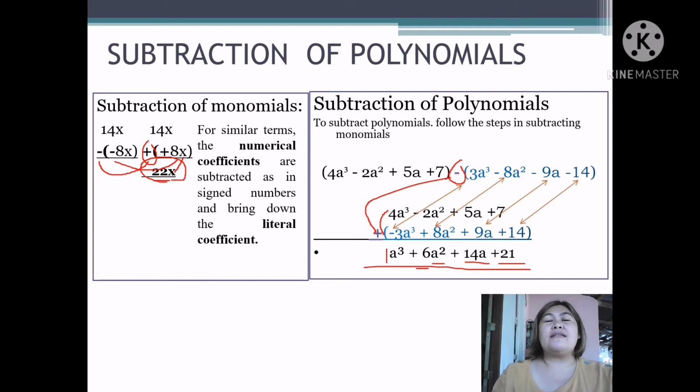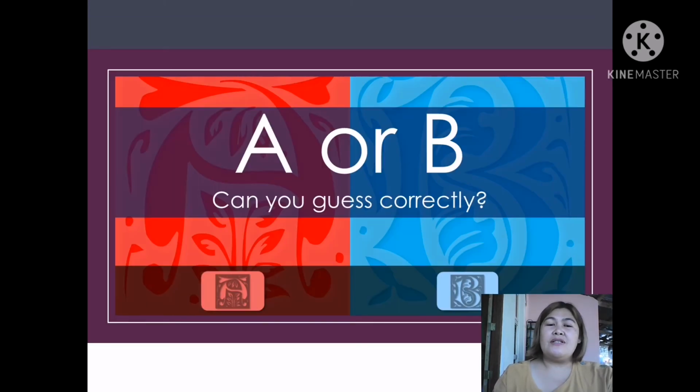So I hope you understand the rules in subtraction of monomials and at the same time subtraction of polynomials, because the next slide will be the activities so that you can fully understand how to add and how to subtract polynomials. Okay, so the next activity is what we call A or B. You will choose the best answer, is it A or is it B? If the answer is correct, it will ring, but if not, it means that it is wrong.